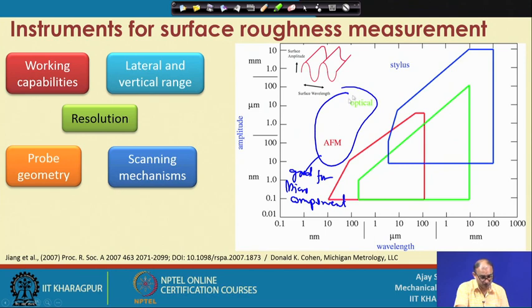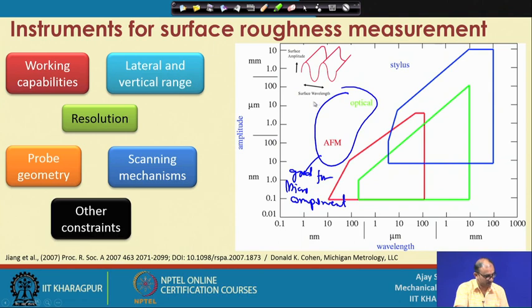Scanning mechanism also matters, because in optical there is confocal microscopy and interferometric optical measurements. Those are different mechanisms by which you can get different types of results. There are other constraints, such as temperature requirements. In stylus you mostly do not need a lot of temperature-sensitive arrangements, but with optical and AFM you have to maintain the temperature, because most of these are based on laser-type systems. Those things are very important. So these are the different ways you can select, but mostly people prefer optical and AFM measurement for micro component surface roughness measurement.